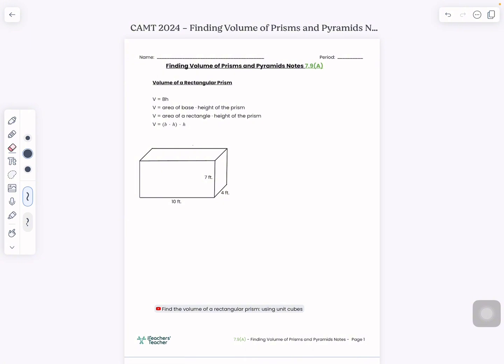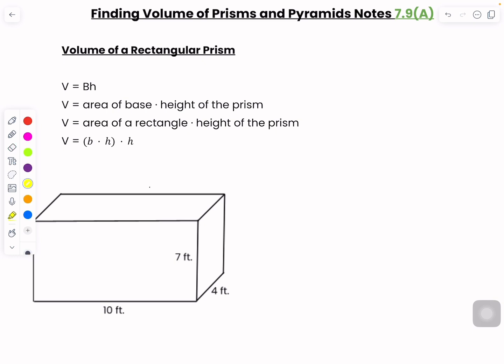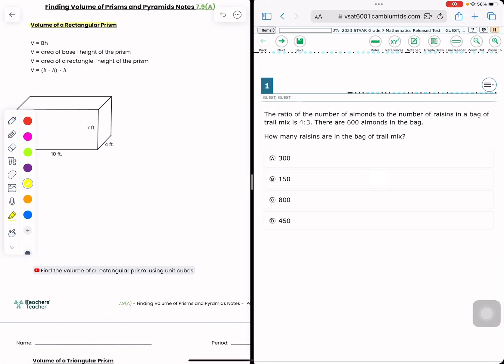examples together. For example 1, we're going to look at finding the volume of a rectangular prism. Now remember, when finding volume of prisms or pyramids, we are going to need to determine the formulas that we're going to have to use. If you go on to the Cambium website, we've gone ahead and pulled up a 2023 released STAAR test because we want you to know where to go to reference the reference materials.